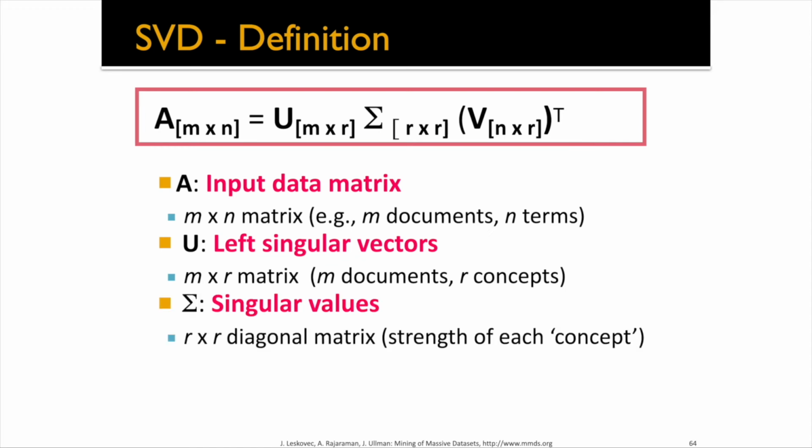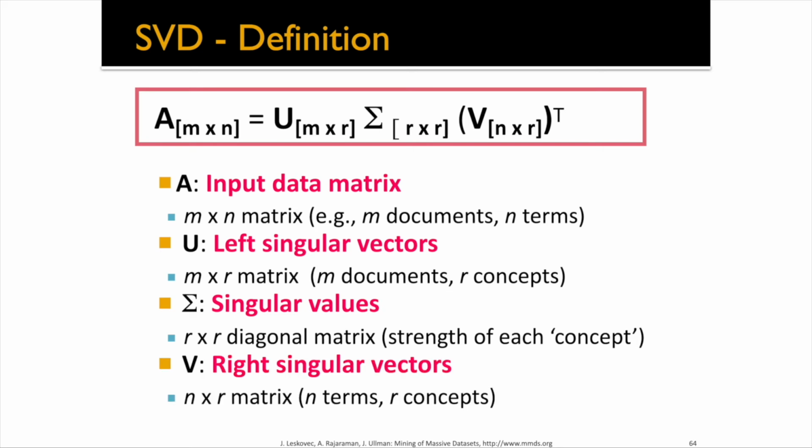Sigma is our list of singular values, a diagonal matrix where all cells except those on the diagonal are 0. And we say this represents the strength of each concept. And then V is this set of right singular vectors associating terms with concepts. So U associates documents with concepts, and V associates terms with concepts.